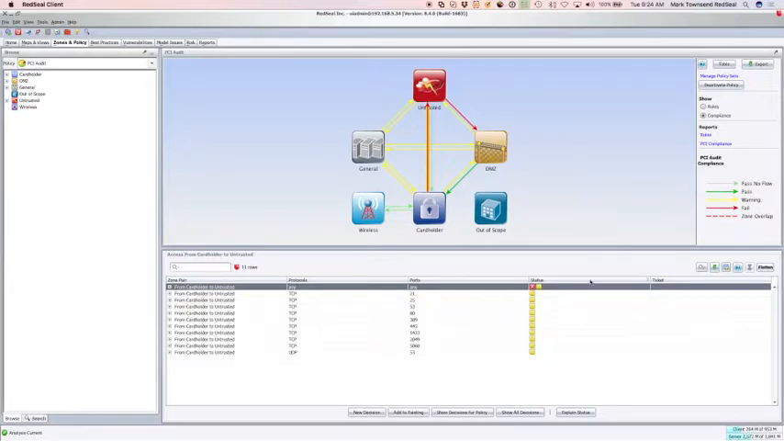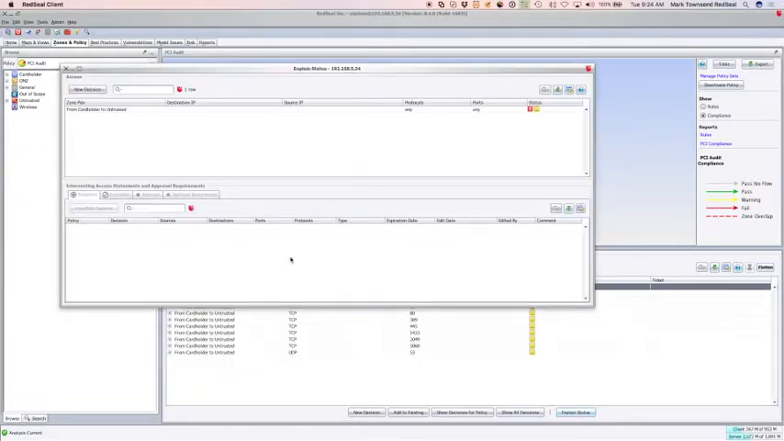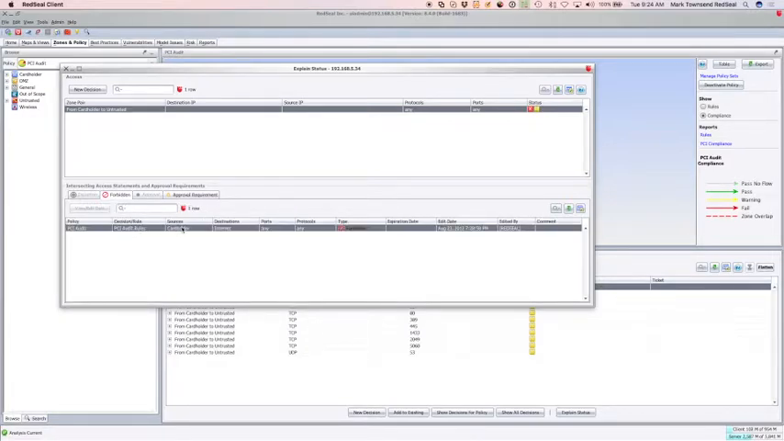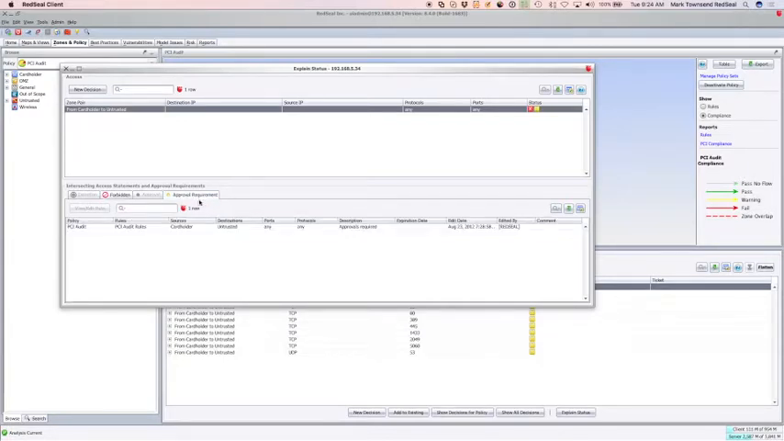Well, the easiest way to do that is to first click Explain Status. And here we see the zone pair cardholder untrusted. And here we see under the policy rules PCI cardholder to internet is forbidden. And there's also a requirement here that says cardholder to untrusted approval is required.